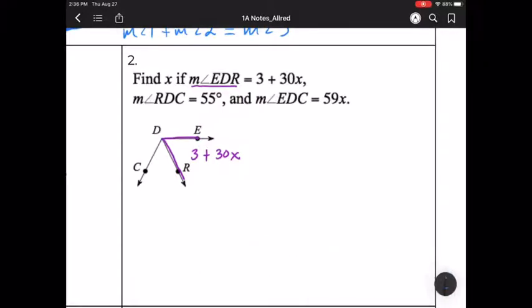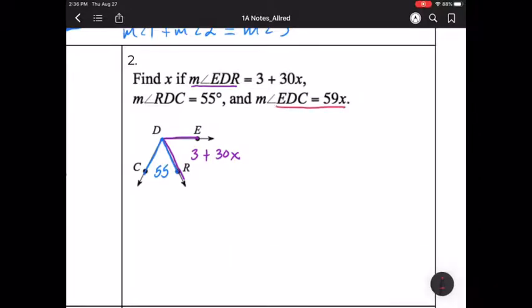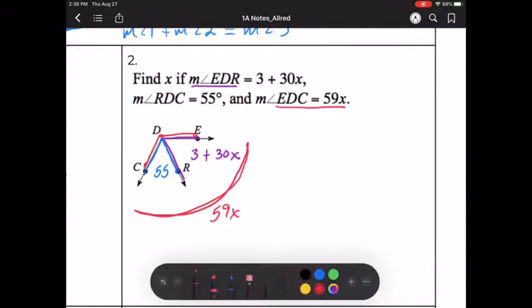They also tell me the measure of angle RDC. RDC, that's this other part, is just 55. And they also give me this. EDC, that's the whole angle. And I'm going to come out here to give you that bigger arc there. That's the whole amount, is 59x.